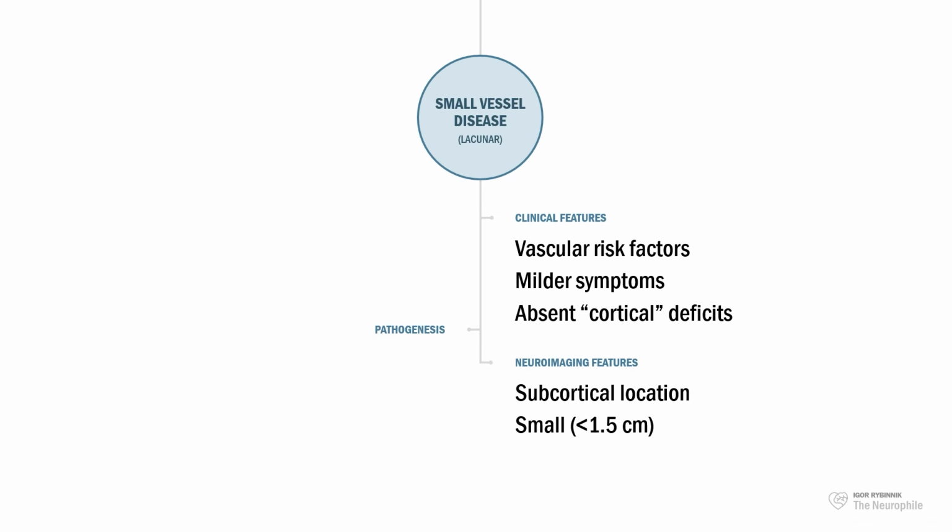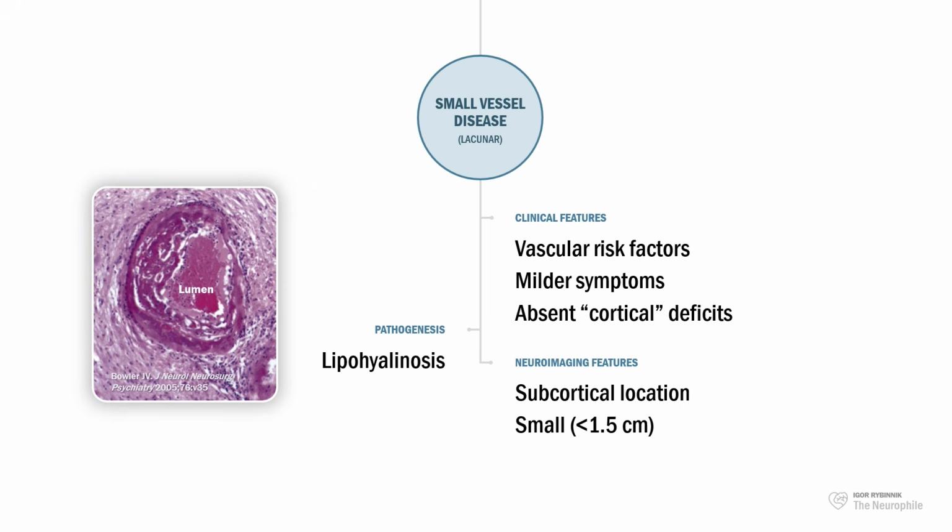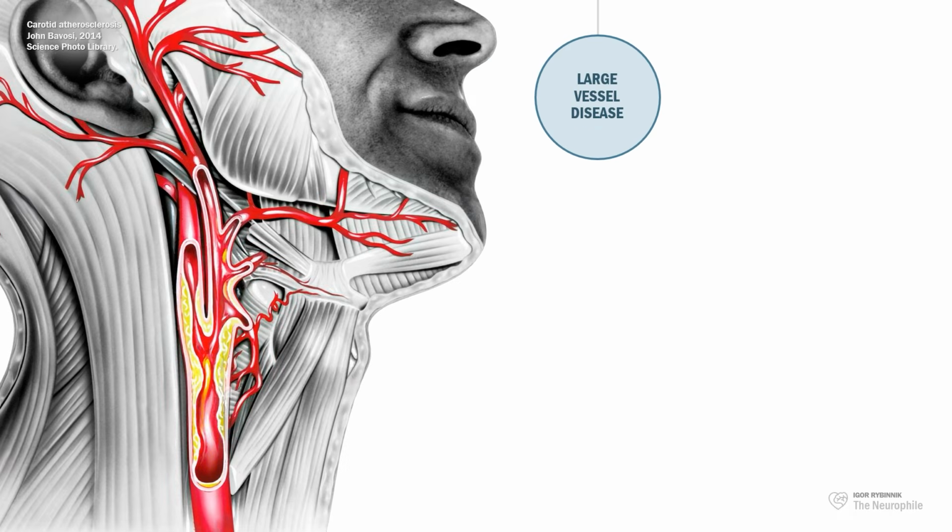What's the pathogenesis? Lipohyalinosis. In this cross-section of a gross specimen, the wall of a small arteriole is damaged and thickened with deposition of collagen. Cholesterol usually has little to do with small vessel disease. But cholesterol has a lot to do with this next stroke mechanism, large vessel disease.